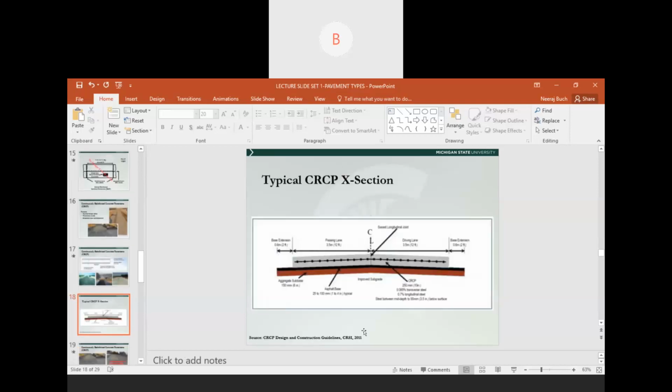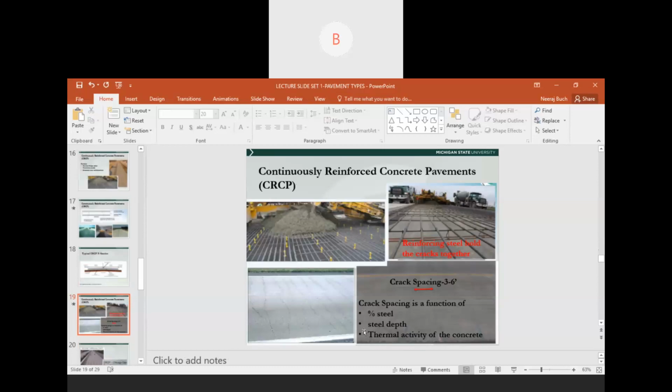So what happens is when you don't have joints in a concrete pavement, you get shrinkage cracks, because concrete by nature will shrink. And when shrinkage takes place in fresh concrete, that is cracking. So a typical characteristic of a continuously reinforced concrete pavement is what you see here in the bottom left: these transverse cracks that are shrinkage cracks.